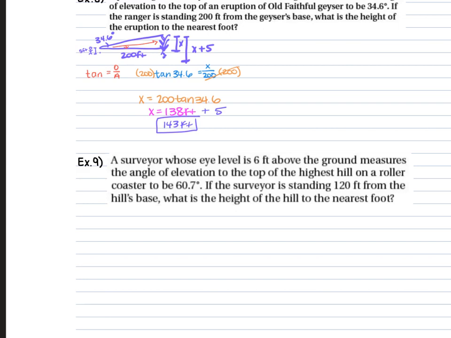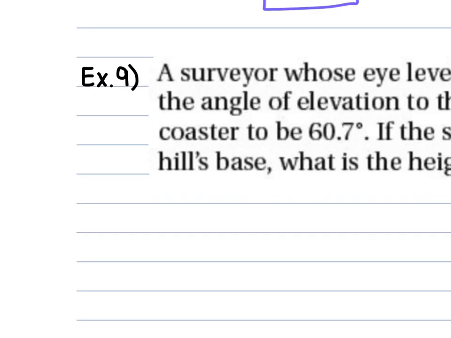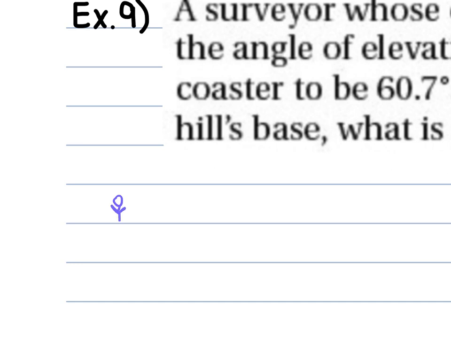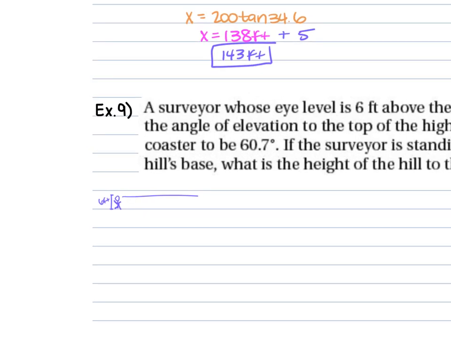For 9, it tells us that a surveyor whose eye level is 6 feet above ground, so we're going to draw the person again. From here up is 6 feet. So from there, we're going to either be going up or down. It tells us that for a surveyor whose eye level is 6 feet above ground measures the angle of elevation. So this is going to go up. So our triangle is going to be above where his eye level is. To the highest hill on a roller coaster to be 60.7 degrees. So this degree measurement is 60.7.